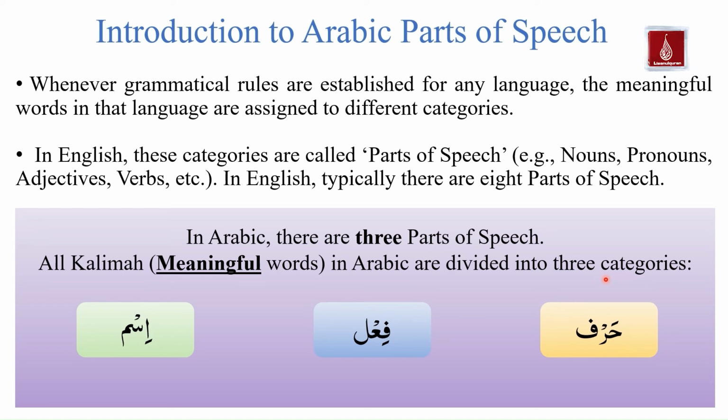We will be studying each of these in much more detail in the later sections. But the purpose of this slide is just to have a brief introduction to the parts of speech in Arabic language. Once again, all kalima or meaningful words in Arabic will be divided into 3 groups. These will be either ism or fi'l or harf.